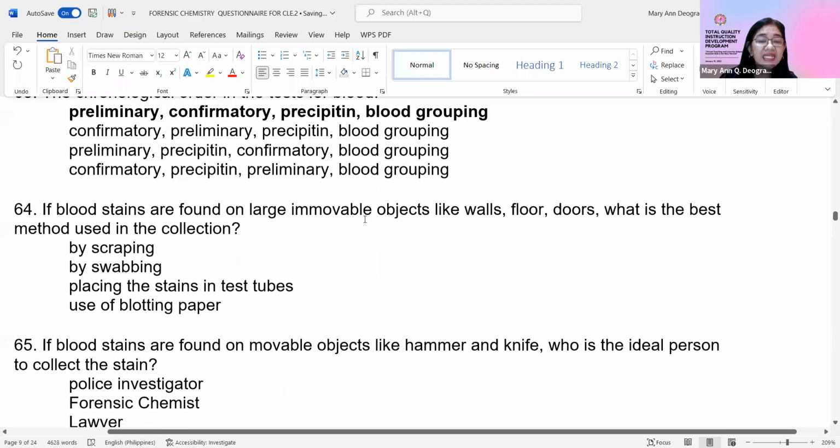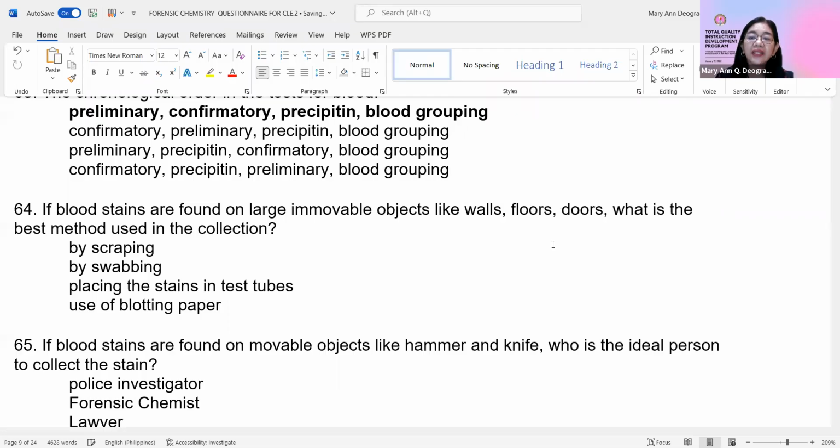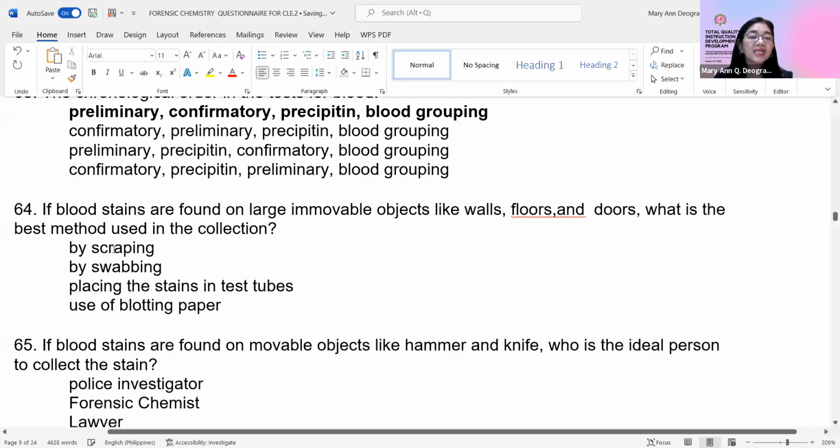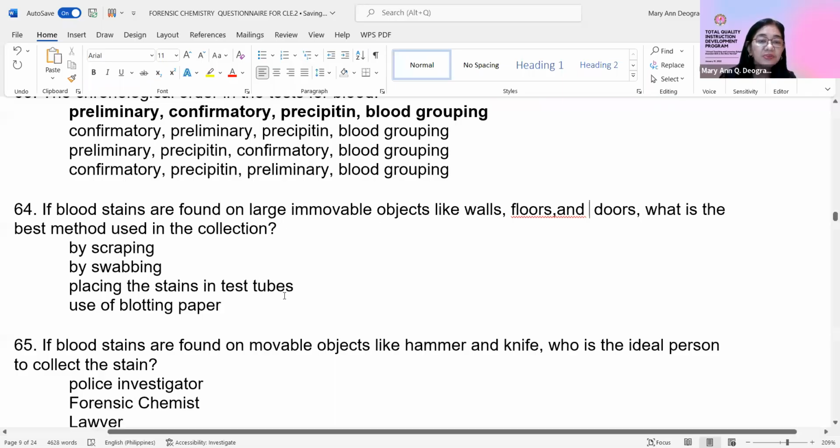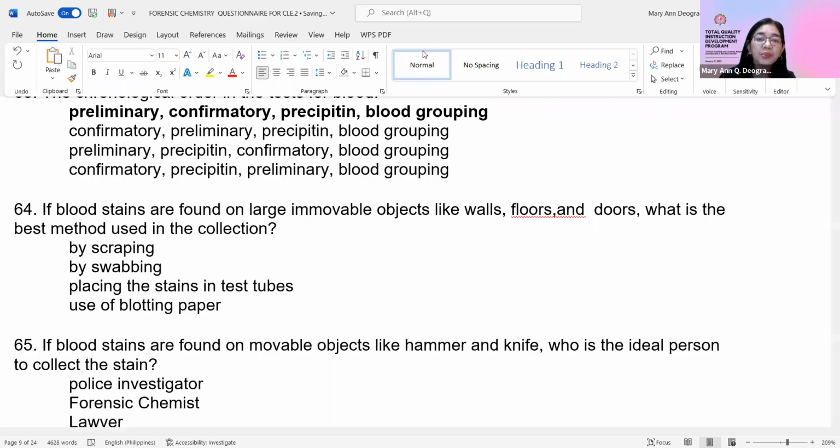If blood stains are found on large immovable objects like walls, floors, and doors, what is the best method used in the collection? Is it by scraping, by swabbing, placing the stains in test tubes, the use of blotting paper? Okay, by scraping, yes, no? So this is done by scraping.